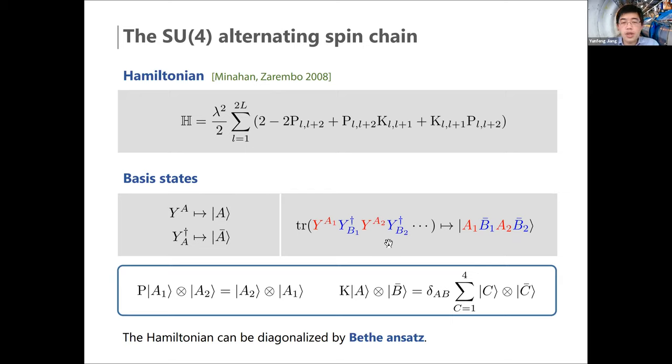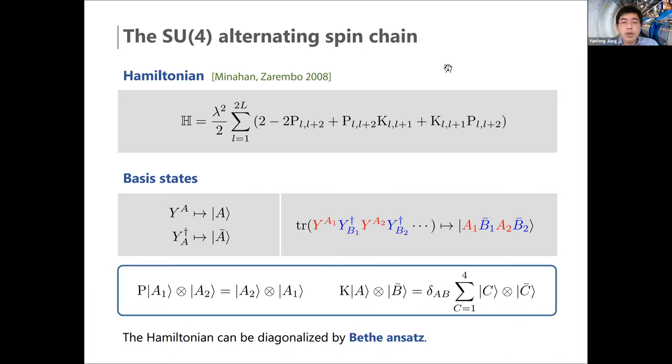And at each even site, we have Y dagger, and this is mapped to some Ā, which also runs from one to four. So in this Hamiltonian, we have the permutation operator P, and then we have this operator K. Notice that the permutation operator only permutes the same type of excitations, because it's L, L minus two, next to nearest neighboring. And this K operator mixes different types of excitations.